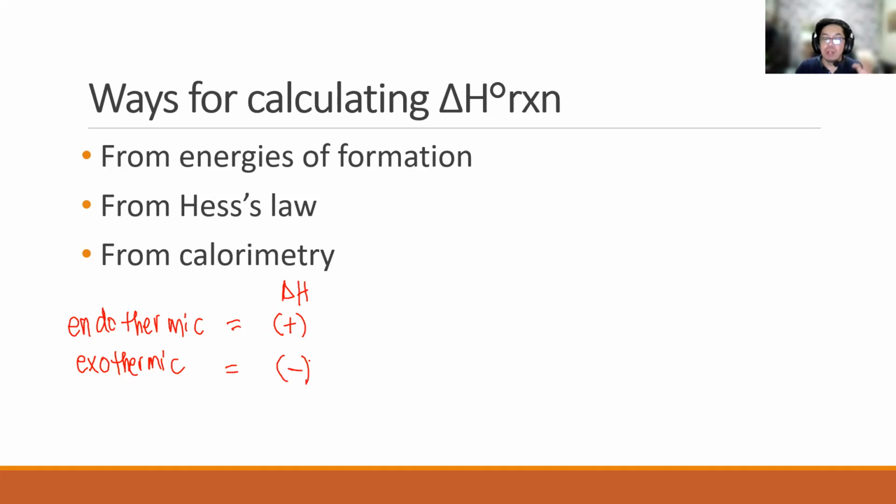So these are the usual reactions you might think of. Can you give me an example of an exothermic reaction? A reaction that releases energy. What exothermic reaction comes to mind? Thermite.